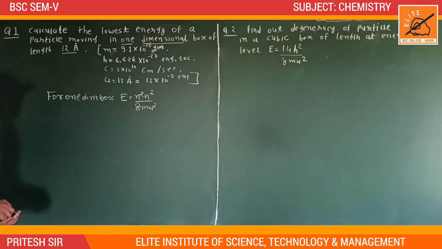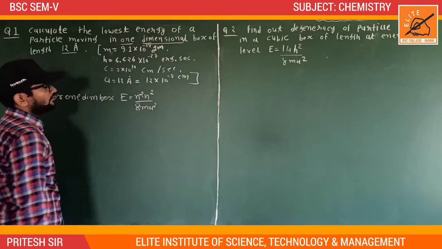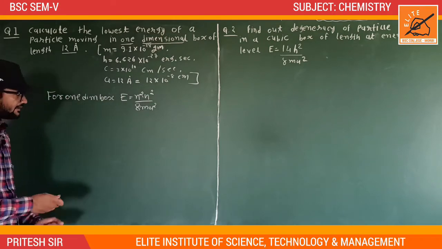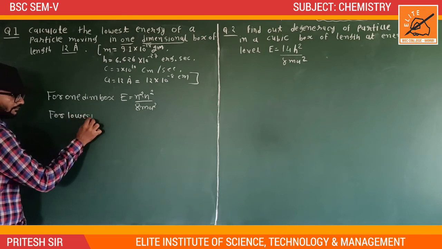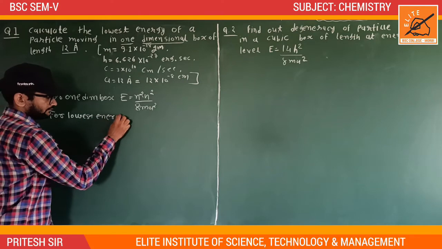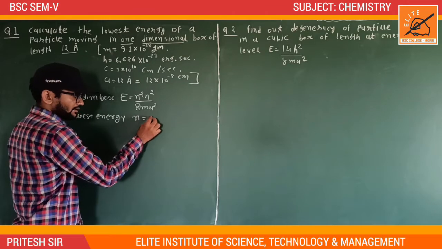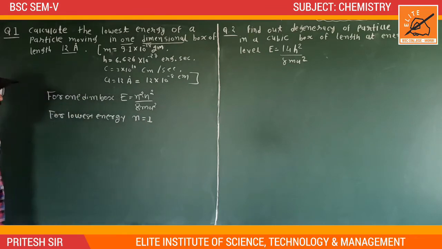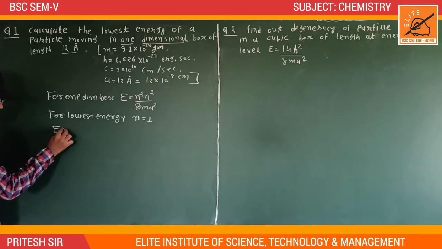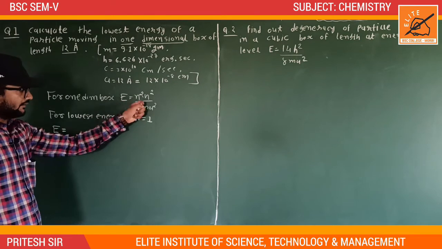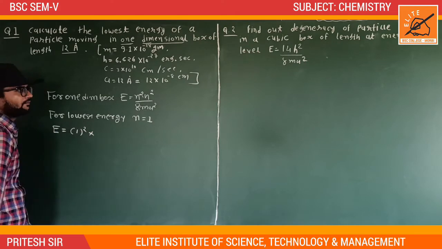In this question the lowest energy is asked. It means what is the value of the lowest energy? For the lowest energy the value of n is equal to 1. So E is equal to n square, with n equal to 1, that is 1 square into h square.